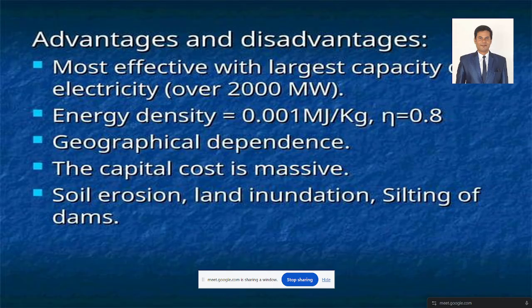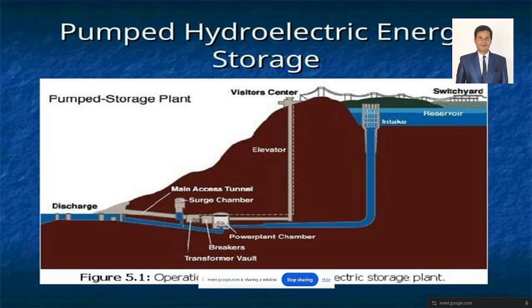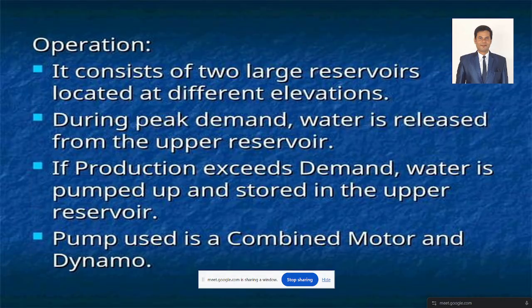It depends on the geographical parameters, such as the type of soil layers you are going to use, black soil, red soil; everything depends on the geographical nature. The capital cost is very massive because the construction of this plant is very difficult. You have to purchase the land, or the government has to purchase the lands. That's why it is very costly.